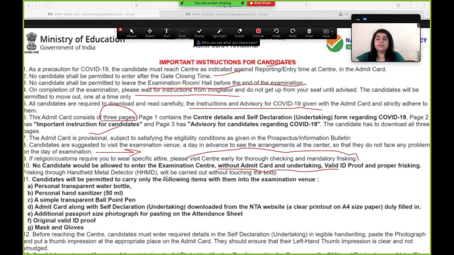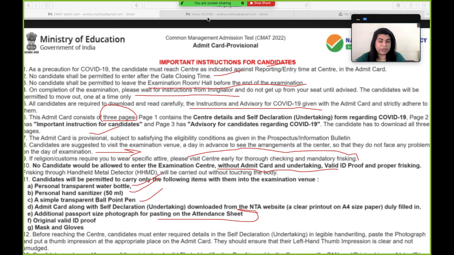Okay, at the center, what you're allowed to carry: one transparent water bottle, a personal hand sanitizer, a simple transparent ballpoint pen, and the admit card along with the self-declaration undertaking which we have seen on the first page. It's from the website, on a clear A4 size paper, duly filled form, with signature and photograph. Signature you will do on the campus there itself. Additional passport size photograph for pasting on the attendance sheet. Please remember this: beyond what you're putting on your admit card, you need one more photograph to put on the attendance sheet there. Okay, an original valid ID proof, mask and gloves. This all is allowed for you to carry.